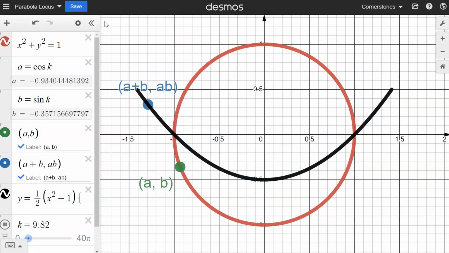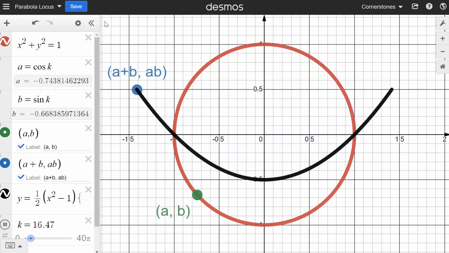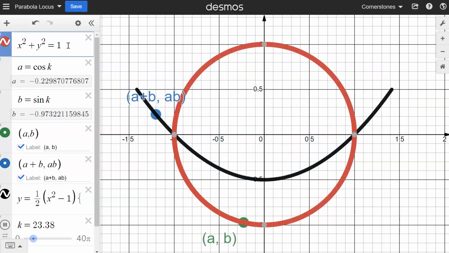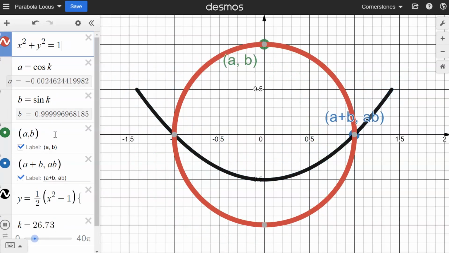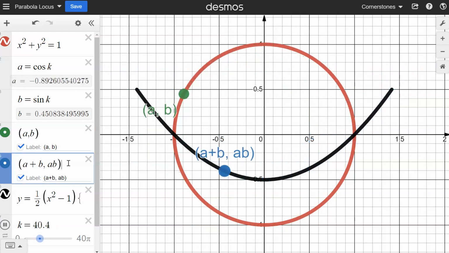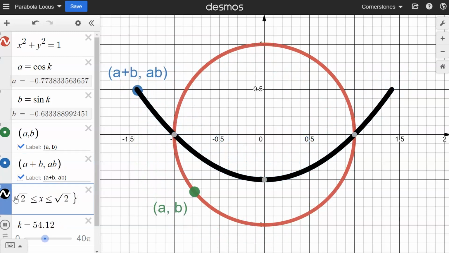Lastly, let us visualize how the point (a plus b, ab) moves along the locus as a and b change, using the Desmos graphing calculator. Here, the red circle is our unit circle, and the green dot is point (a, b). As you can see, it moves along the circle. Then we have the blue dot, which is point (a plus b, ab). And as you can see, the blue dot moves along the black curve called the locus, which is the parabola that we just obtained.